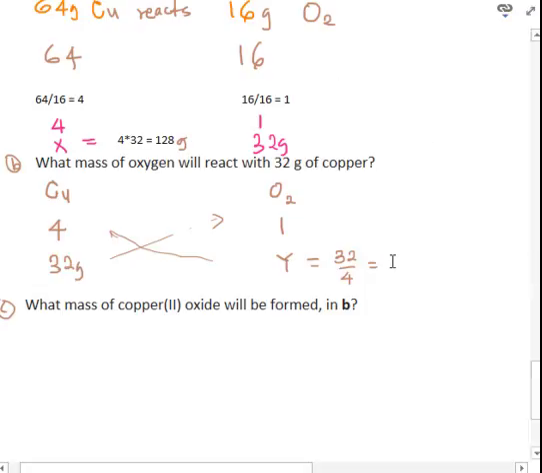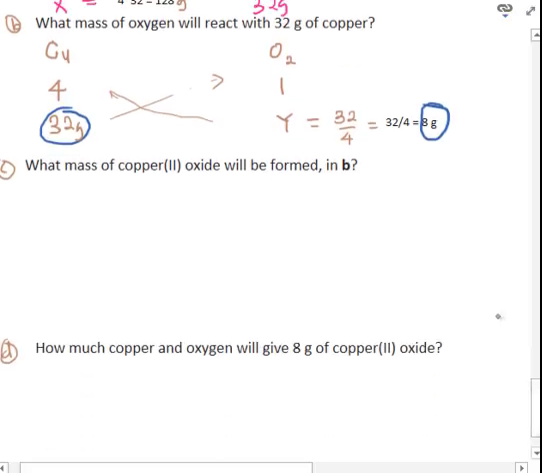32 divided by 4. It's going to be 8 grams of oxygen. So it means anytime 32 grams of copper reacts, it will react with 8 grams of oxygen. So they still follow the ratio.